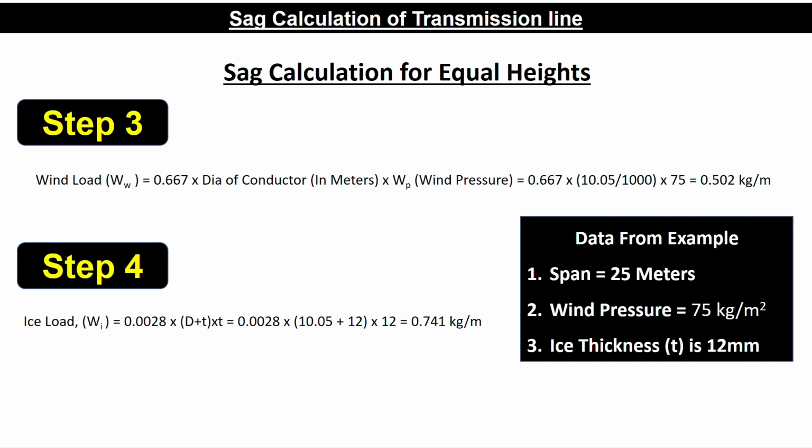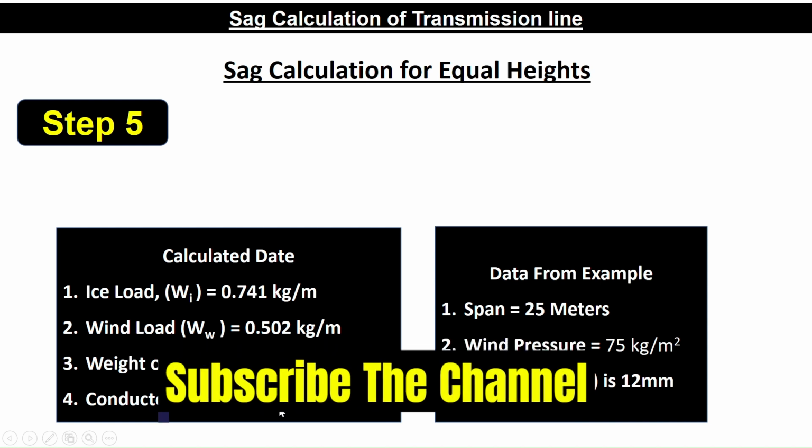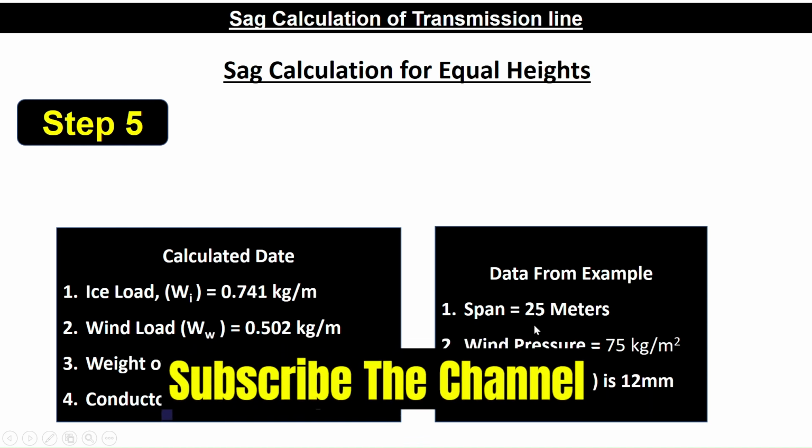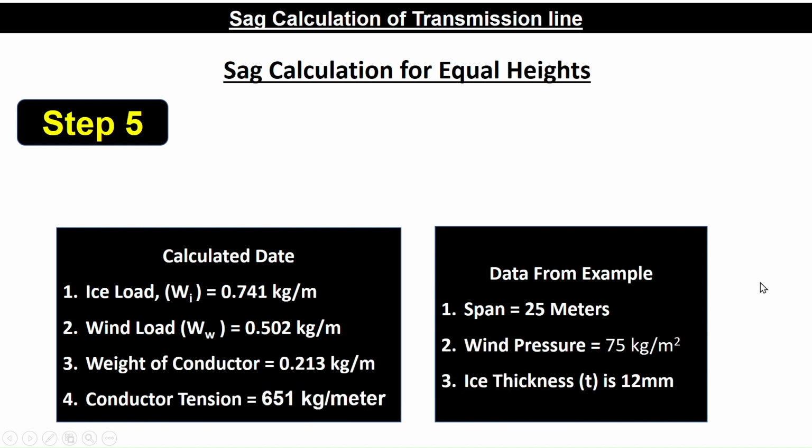Now we have calculated the wind load and ice load. In step 5, these are the data taken from the calculation, and this is the data taken from the example: ice load, wind load, weight of conductor and conductor tension, and the span of 25 meters, wind pressure, ice thickness. All this data is used in our calculations.